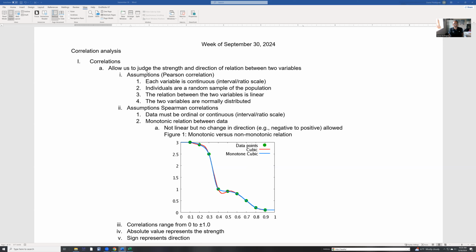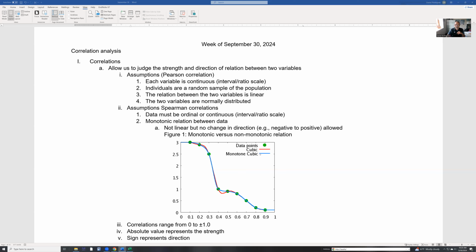So let's look at the assumptions of the Spearman correlation, like when you just don't meet those, the normality assumption in particular. Data must be ordinal or continuous, right? So remember, ordinal is an ordering. There's a monotonic relation between the variables, between the data. So they're not linear. So here's an example of what a monotonic relation would look like.